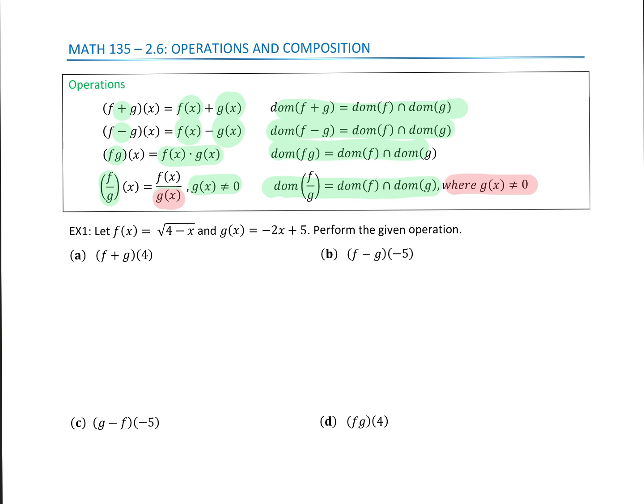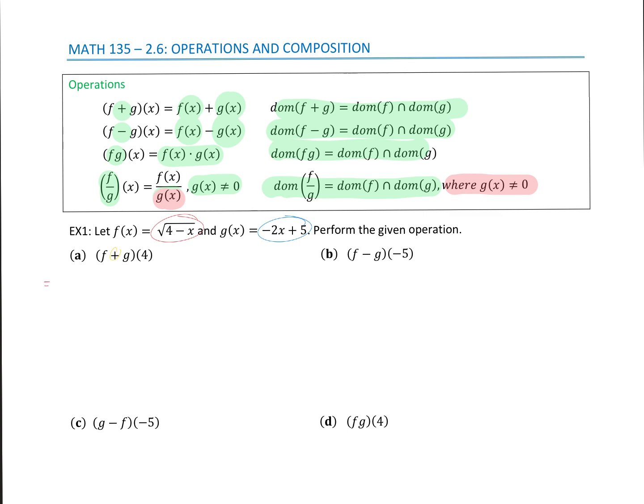Alright, so let's go ahead and take a look at some operations. We're given f of x is the square root of 4 minus x, and we're given that g of x is negative 2x plus 5. And we're trying to figure out f plus g of x. Oh, sorry, f plus g of 4, which means we're going to be inputting 4 into our functions.